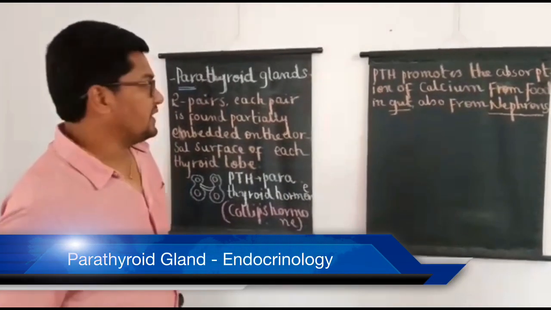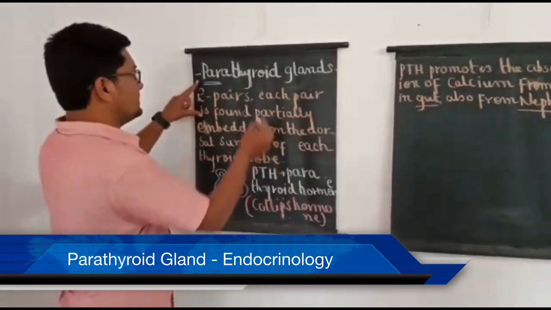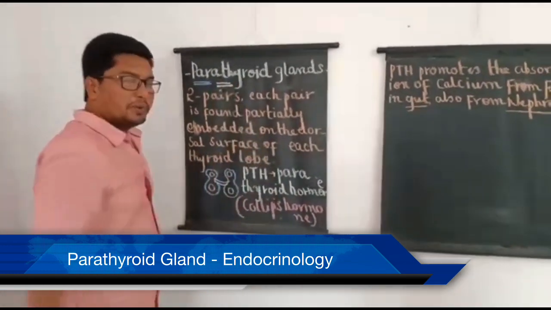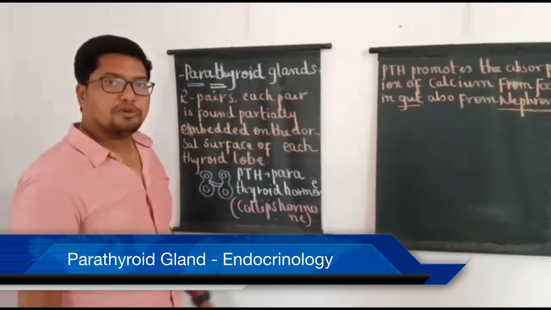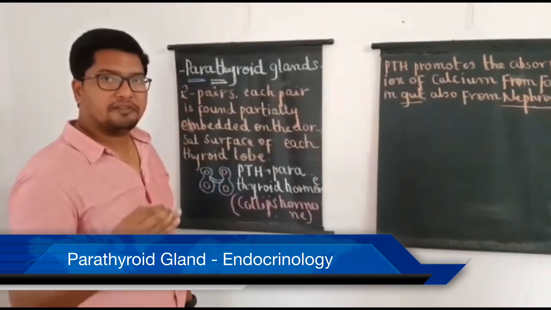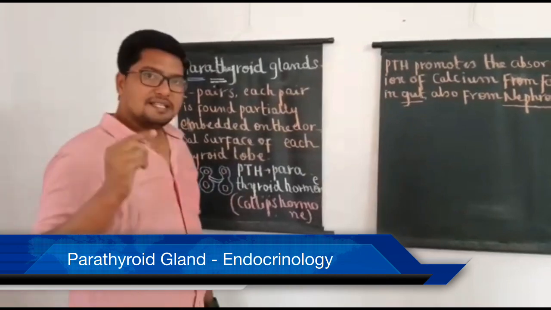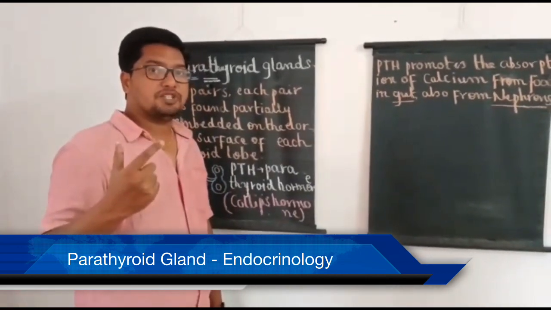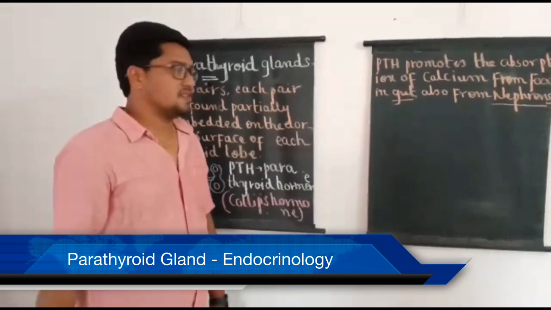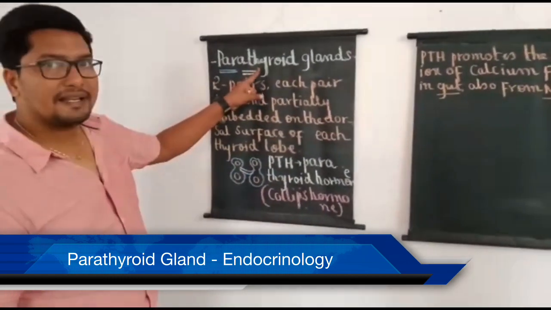Welcome back dear students. In today's video let us discuss another endocrine gland, that is parathyroid gland. In the last video we studied the thyroid gland. If you remember, thyroid is a bilobed gland and the two lobes are present in the neck region ventral to the larynx. And today's topic is parathyroid.